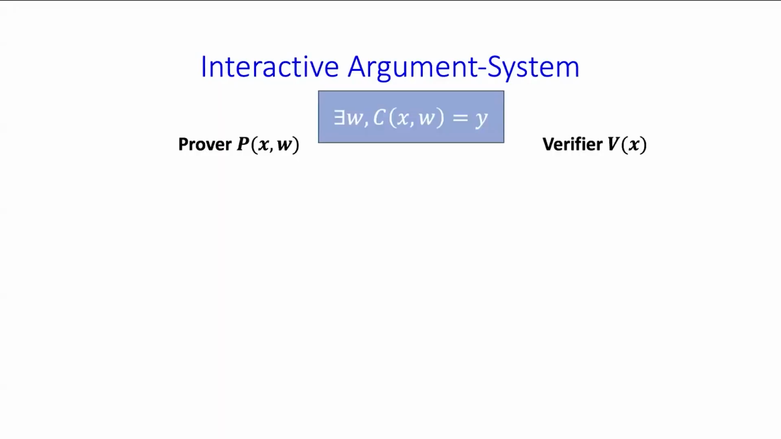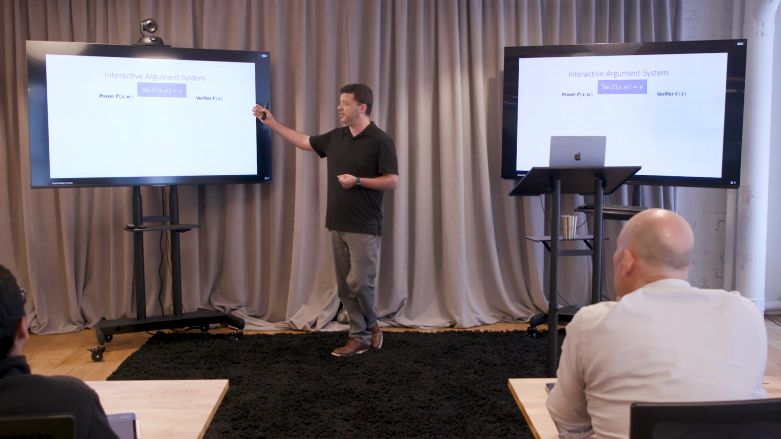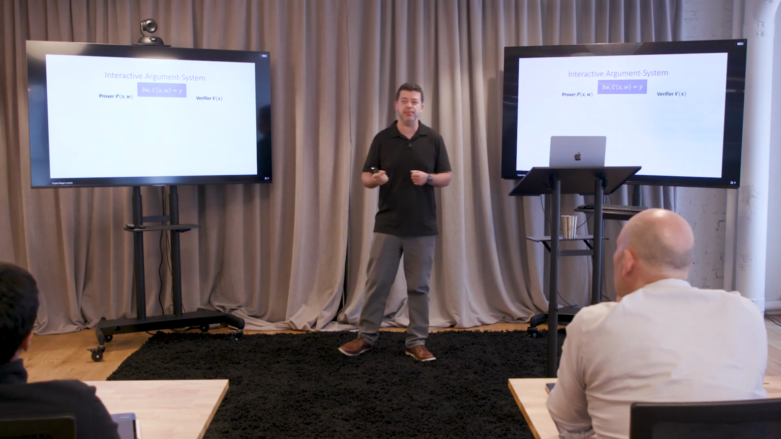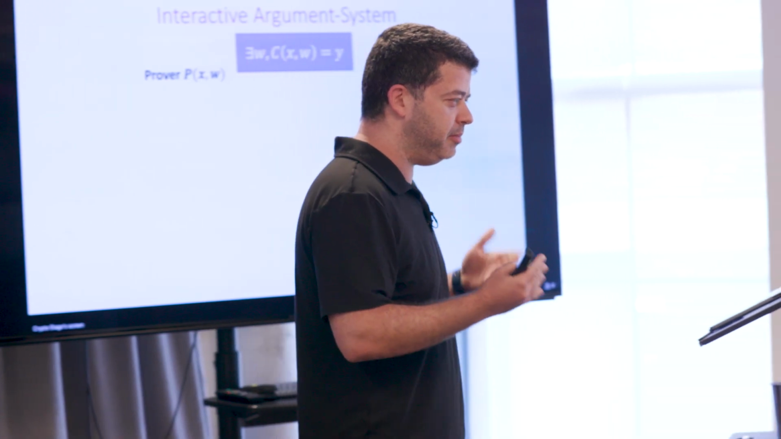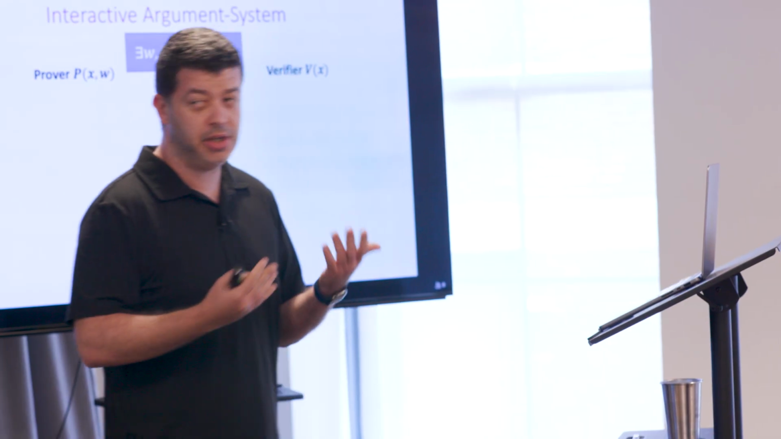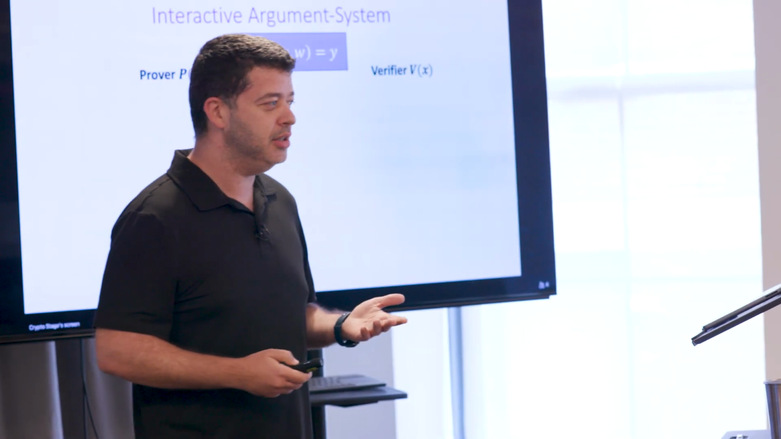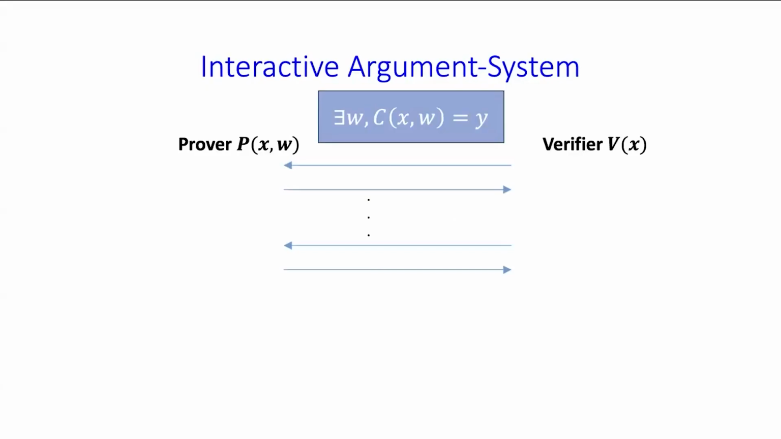What does that mean? We have a fixed, say, circuit or computation that we care about, C. And what we want to show is that there exists some witness W so that C of X, W is equal to Y. So there's some sort of non-deterministic computation, and we want to verify that it's correct. The verifier knows X, the prover knows X and the witness, and both of them know the circuit C. They interact back and forth, and in the end, the verifier should be convinced.